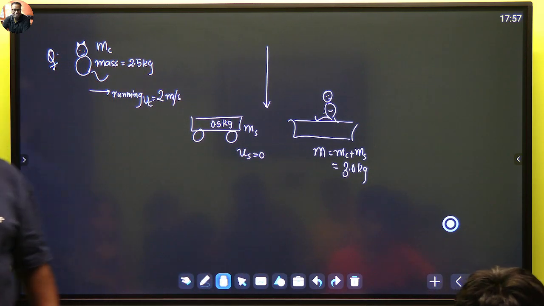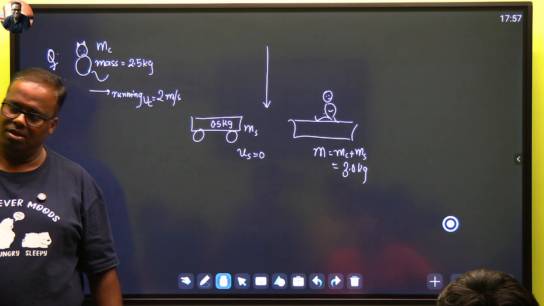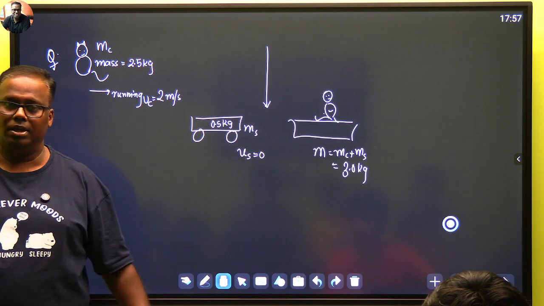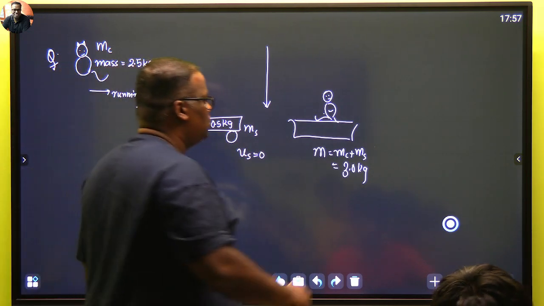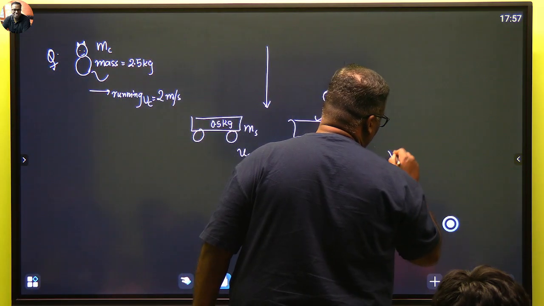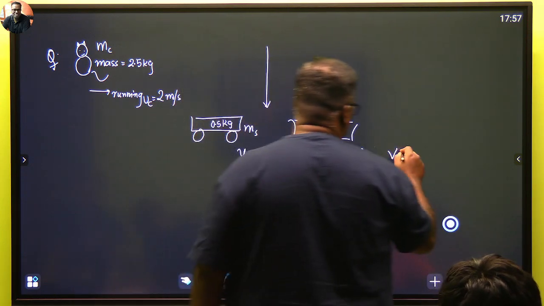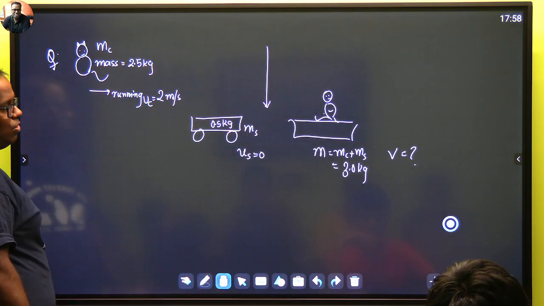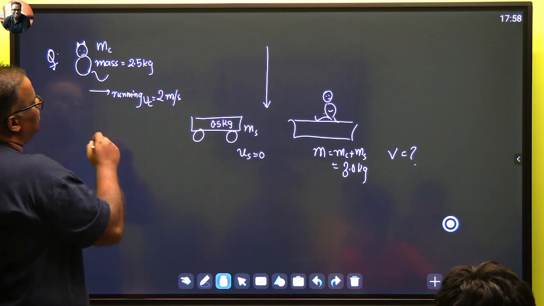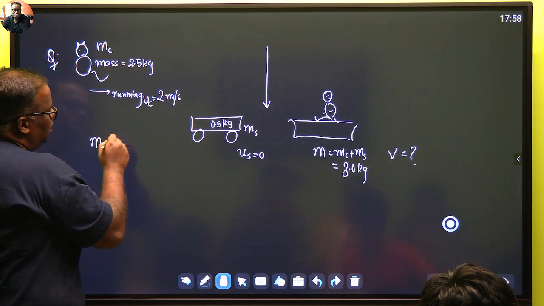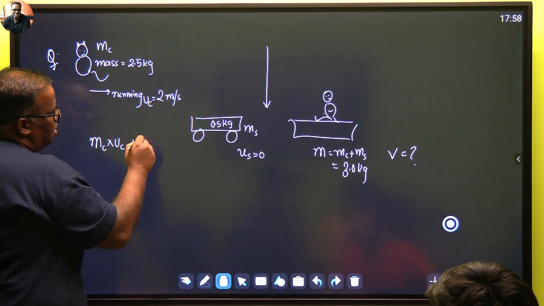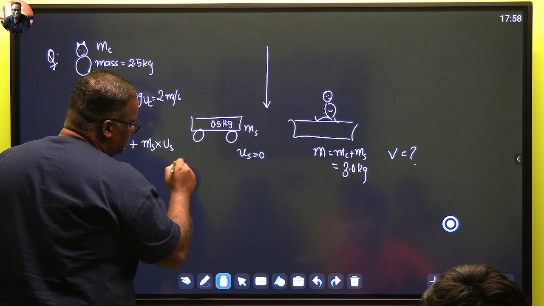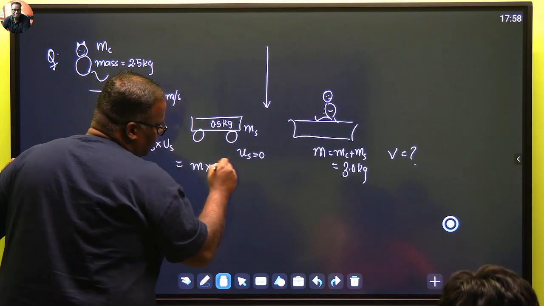Will the skateboard move with the cat on it? If yes, find the velocity. Okay, they're asking if the skateboard will move with the cat on it. If yes, tell the velocity. We don't know anything, so we will take that the combined body has a velocity v which is unknown. As per the law of conservation, what should happen? Momentum before. So what is momentum before? Mass of the cat into initial velocity of the cat plus mass of the skateboard into initial velocity of the skateboard. This must be equal to combined mass into the velocity.